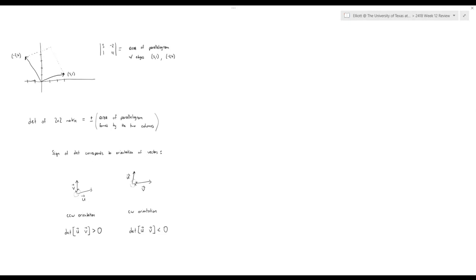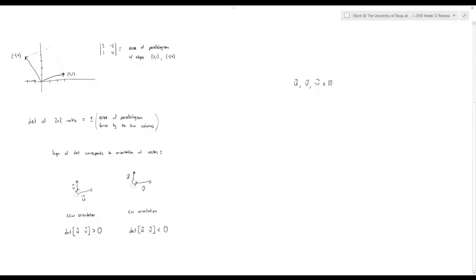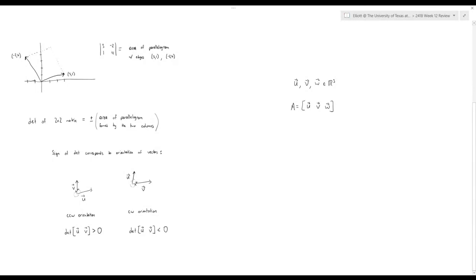And so I'll be talking about how to compute the determinant in just a bit, and we'll talk about how to get the determinant of larger matrices as well. But if I just talk about 3x3 matrices real quick, let's say you have 3 vectors in R3, and let's say we put them into a matrix A as the columns. So column 1 is u, column 2 is v, and column 3 is w.